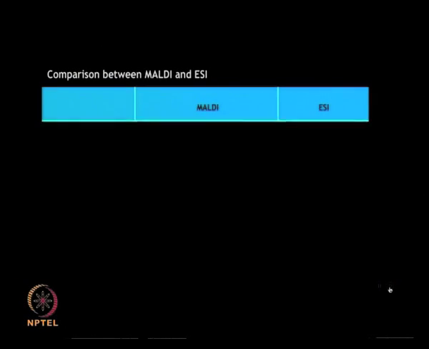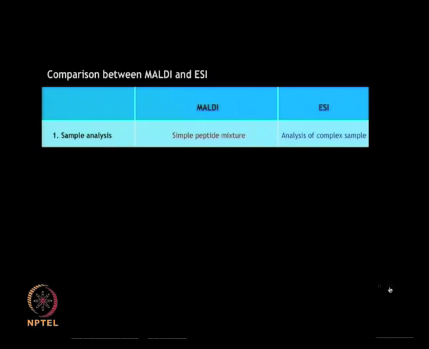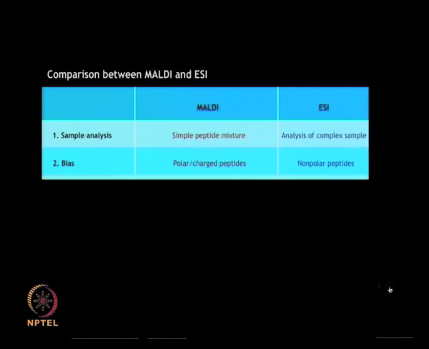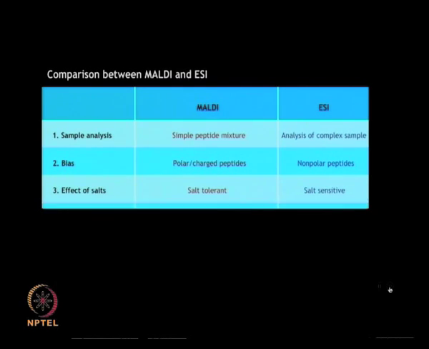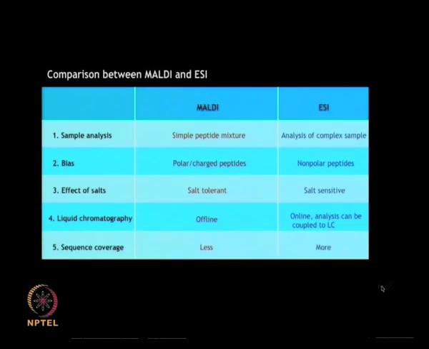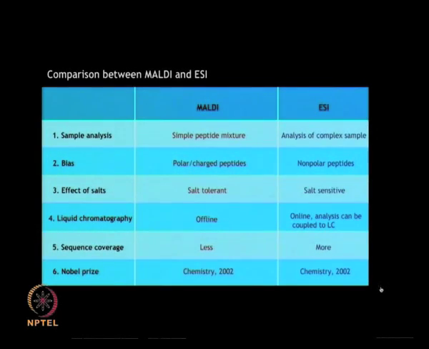Let's have a comparison between MALDI and electrospray ionization and discuss their pros and cons, which can be used for the analysis of different types of protein samples. In MALDI, the sample analysis is for simple peptide mixtures, whereas ESI can be used for the analysis of complex samples. There is a bias towards polar or charged peptides in MALDI, whereas it is towards the non-polar peptides in ESI.